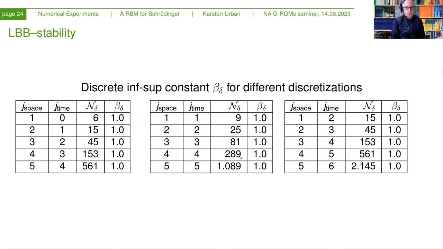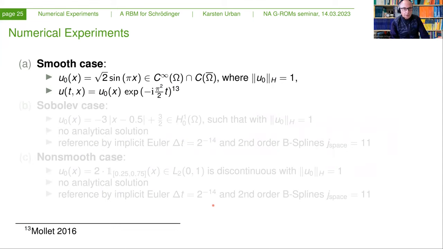And the same is also true for the numerical inf-sup condition. You see, it's always one, even if you take J levels in space and in time in seemingly crazy combinations. So it is in fact also numerically optimally stable. So that is what we wanted. Now the question: what happens with the approximation and what happens with the norm preservation?